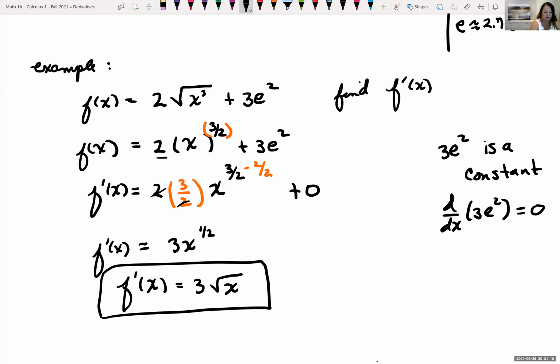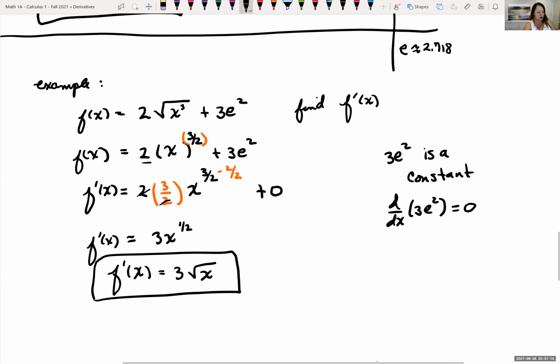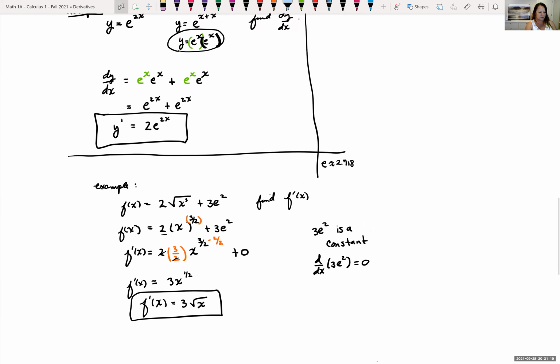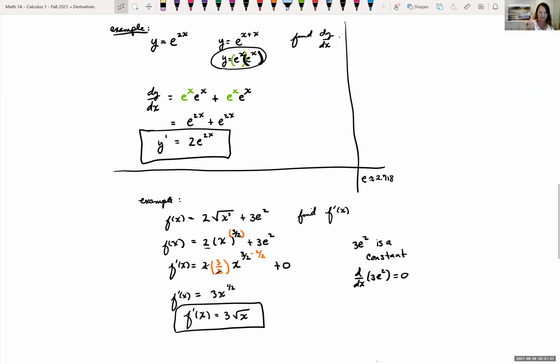So when you see e, see if there's an x in that term or not. If there is, we need to take the derivative. If there's no x in there, then treat it as a constant, and the derivative of a constant is 0.